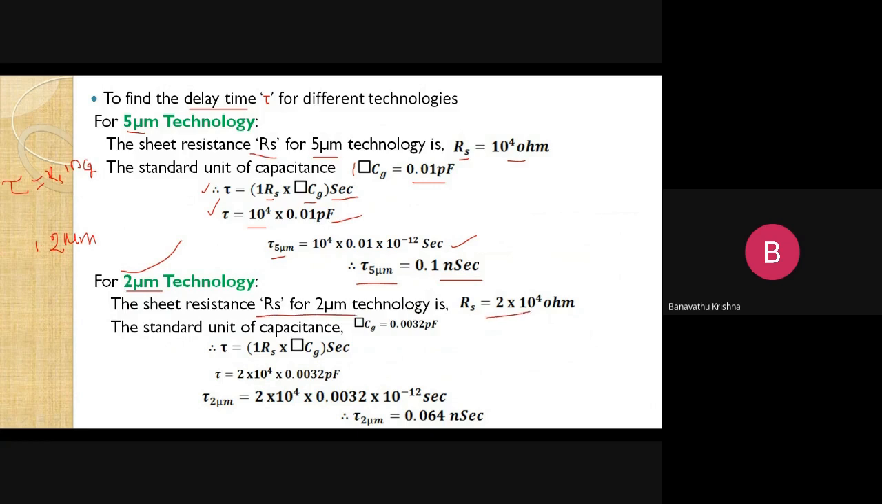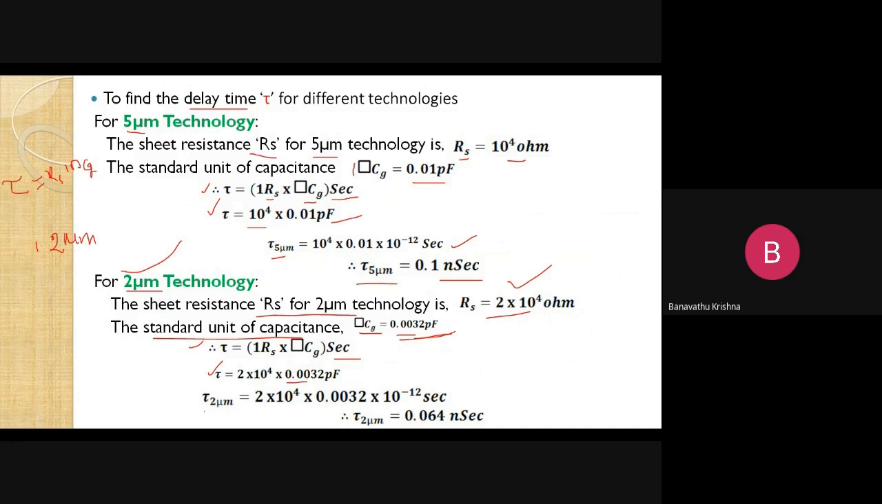Similarly, for 2 micrometer technology, the sheet resistance is 2 into 10 to the power of 4 ohms. Another parameter is the standard unit of gate capacitance, square Cg, which is 0.0032 picofarads, right? We know that tau equals Rs into the standard gate capacitance value, represented in seconds. So tau equals 2 into 10 to the power of 4 ohms into the square Cg value, 0.0032 picofarads.